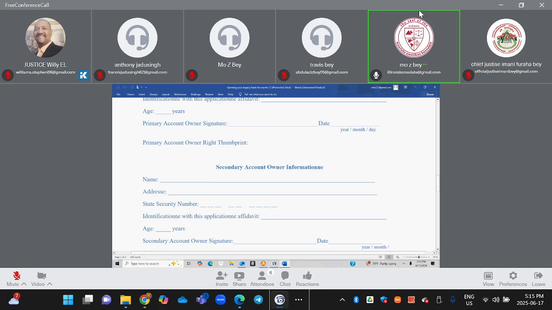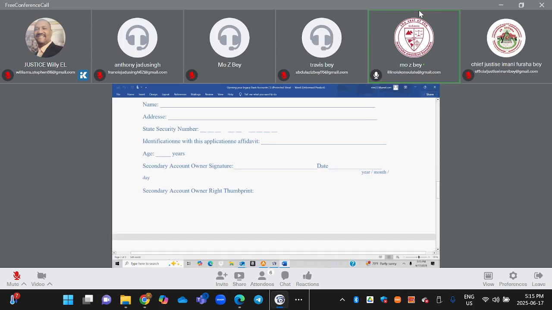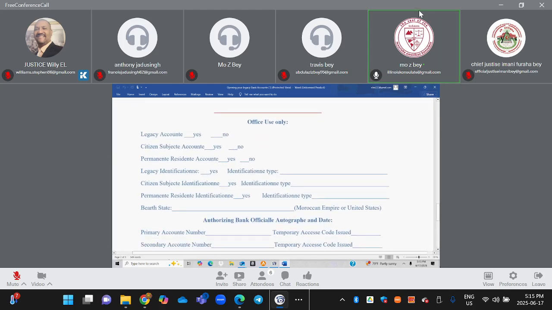Secondary account owner information. If you had a secondary account owner, the information would be here. So there's that thumbprint. Notice this is office only.